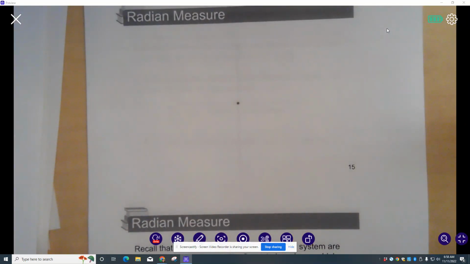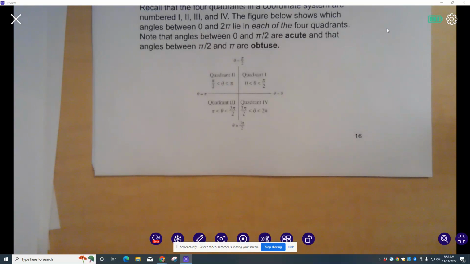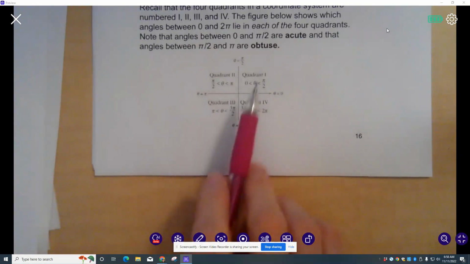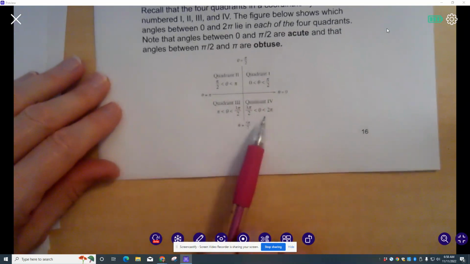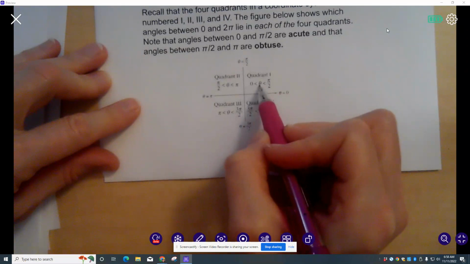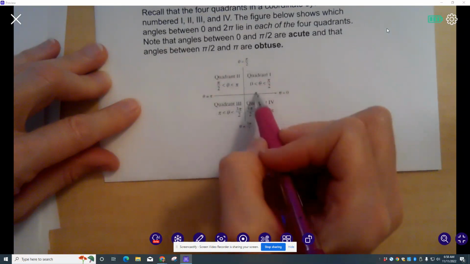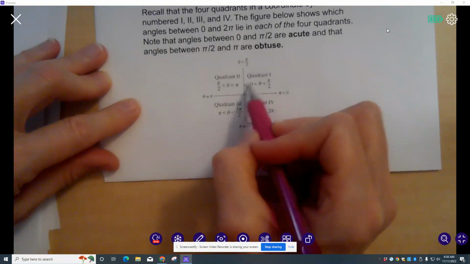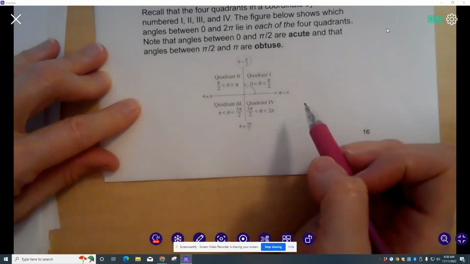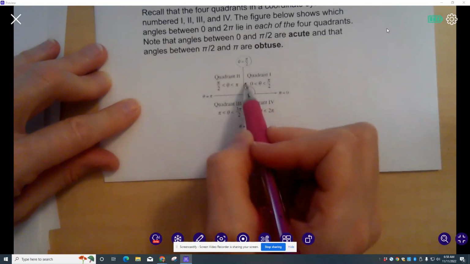This is where the PowerPoint does a cool thing and shows you the measure of an angle, but this is a video, so we don't have that. Just a reminder of your quadrants. This is quadrant 1, quadrant 2, quadrant 3, quadrant 4. In quadrant 1, your angles are greater than 0 but less than pi over 2. If you rotate up to here, the measure of the angle is pi over 2. So every angle in here is between 0 and pi over 2.